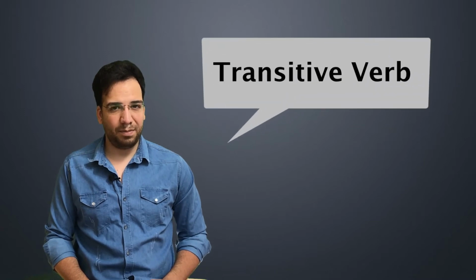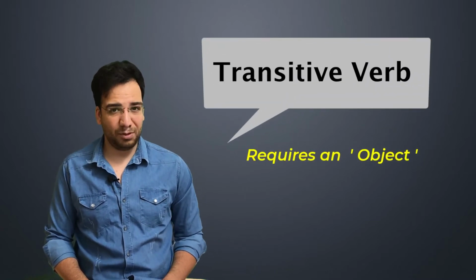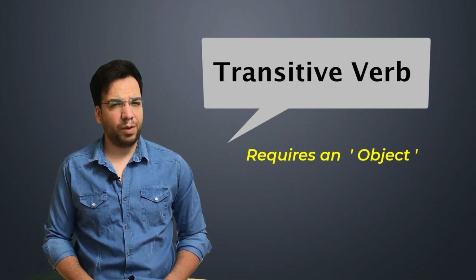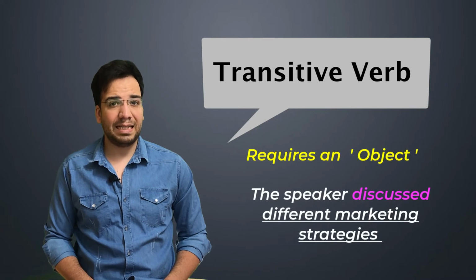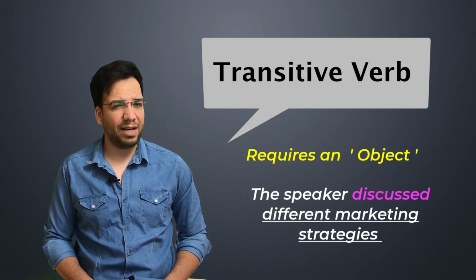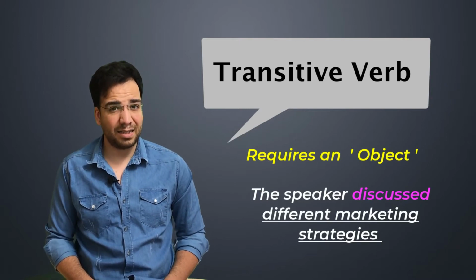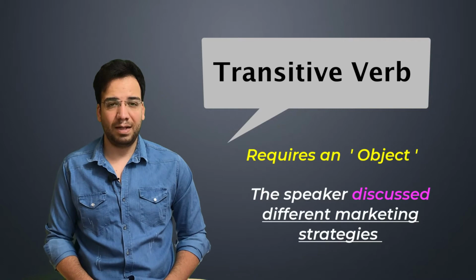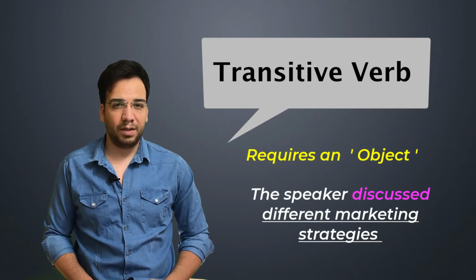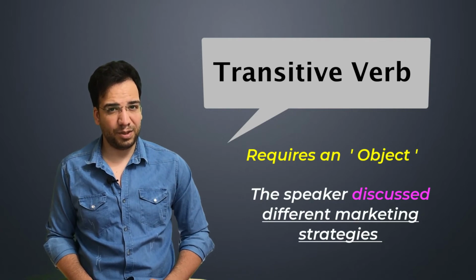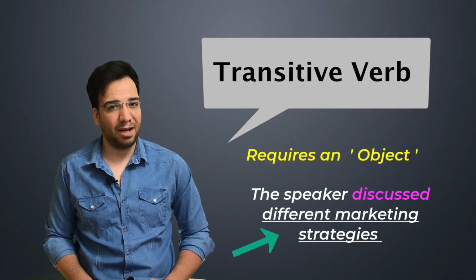Actually, a transitive verb is a verb that requires an object in order to receive an action. For example, we usually say, the speaker discussed different marketing strategies in the video. So we don't usually say, the speaker discussed in the video. No, that's completely wrong. It is necessary to state what the speaker discussed, which is different marketing strategies. So we absolutely need an object.